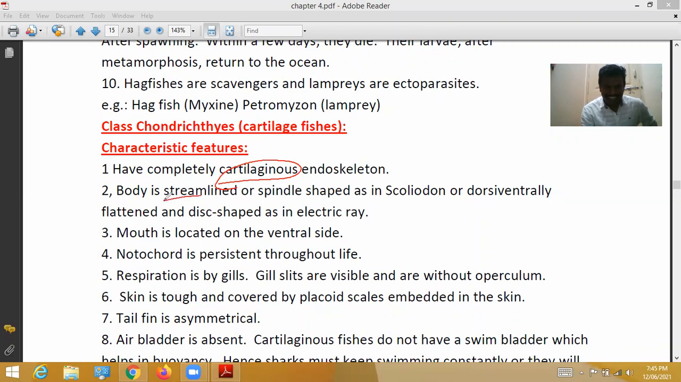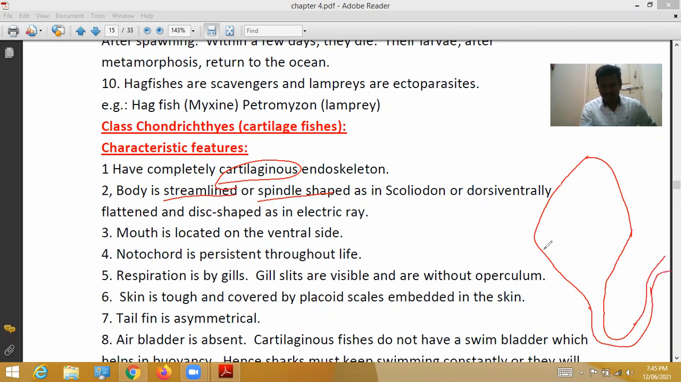Generally, the body is streamlined. Streamlined means what? It moves smoothly through the water. Their body is spindle shaped. Spindle shaped means, like this way, a triangular shape. This is called spindle shape. The body is spindle shaped, like this.